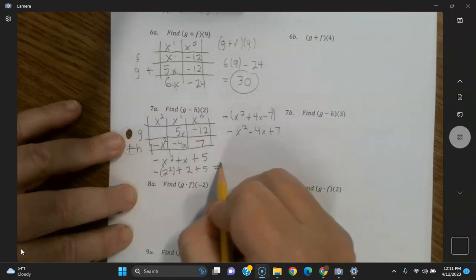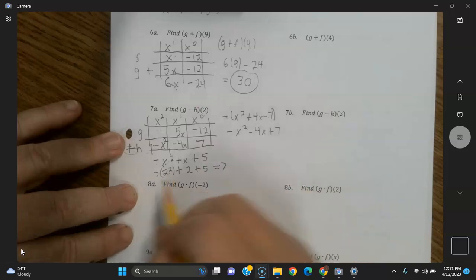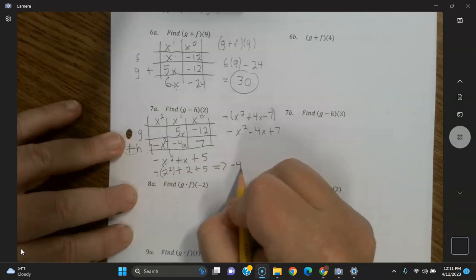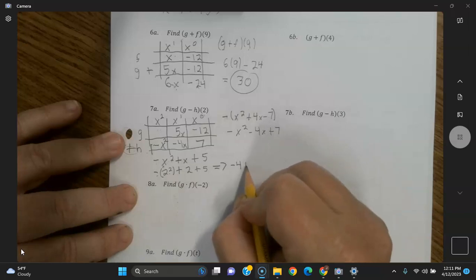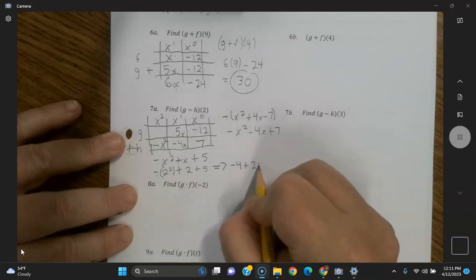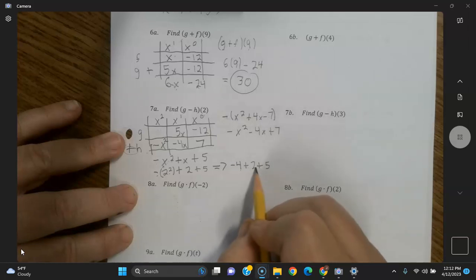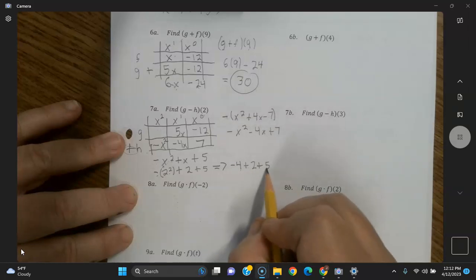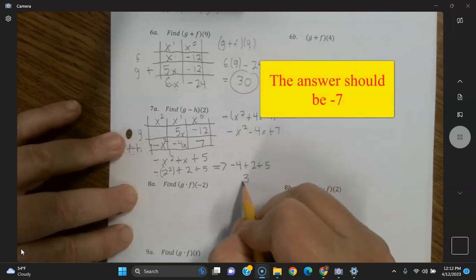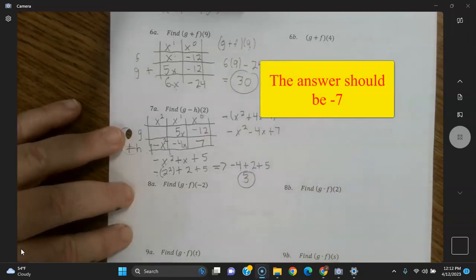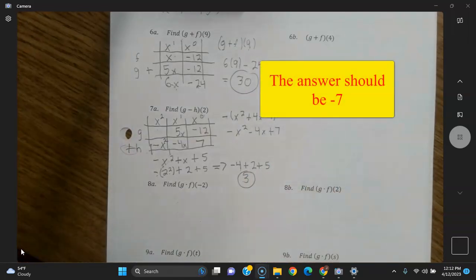I'm going to come over here, and I get 2 squared is 4 with the negative sign, negative 4, plus 2, plus 5. Negative 4 plus 2 is negative 2, plus 5 more is 3. And that's your final answer. So watch out. Negative signs can be tricky on these problems, okay?